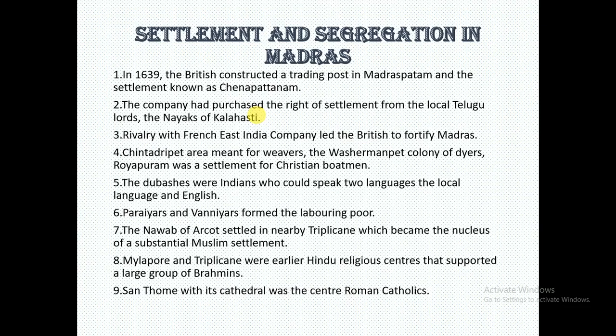The Dubashis were the Indians who could speak the local languages and English, and the Pariahs and the Vanyas formed the laboring poor. The Nawab of Arcot settled in nearby Triplicane, which became the nucleus of a substantial Muslim settlement. Mylapore and Triplicane were the early Hindu religious centers that supported a large group of Brahmins.